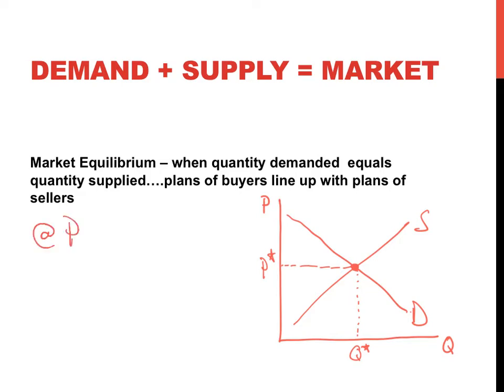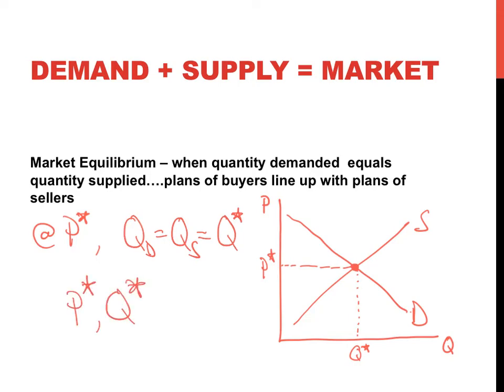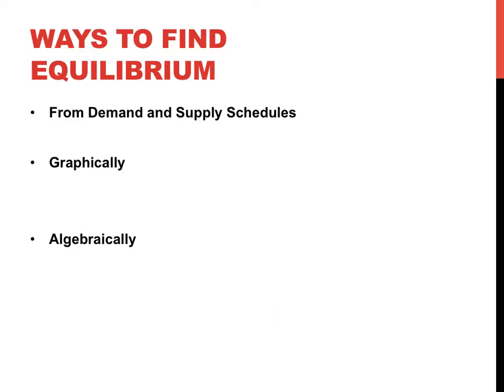So at P star, and I'll use those stars to indicate equilibrium, quantity demanded is equal to quantity supplied is equal to the equilibrium market quantity. So we denote our equilibrium price and quantity as P star, Q star. And there are three ways to find equilibrium.